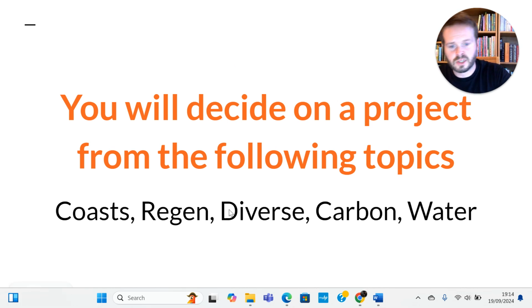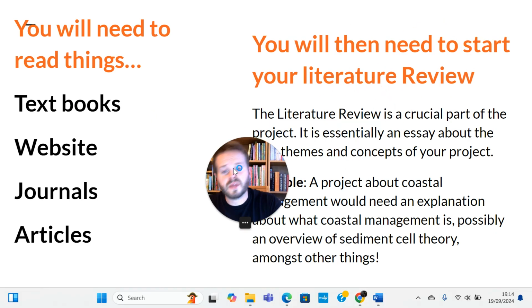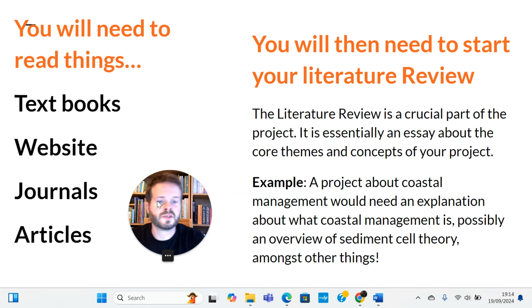We can do coasts, regen, diverse places, carbon and water. They're probably the ones that you would most choose, where most students do well. And as I've said, coasts, regen, and diverse places, they're the ones to choose really, I think, in terms of making your life as simple as possible. Right. Then once you've decided on that, you need to start with your literature review.